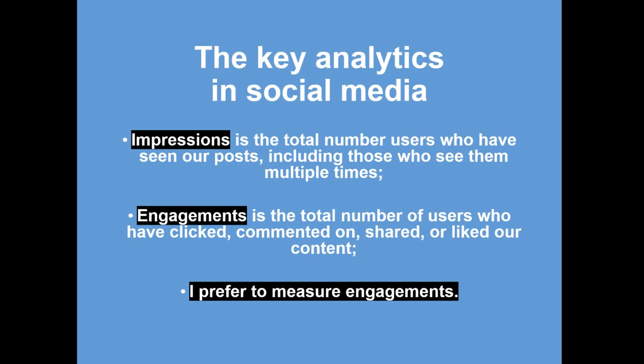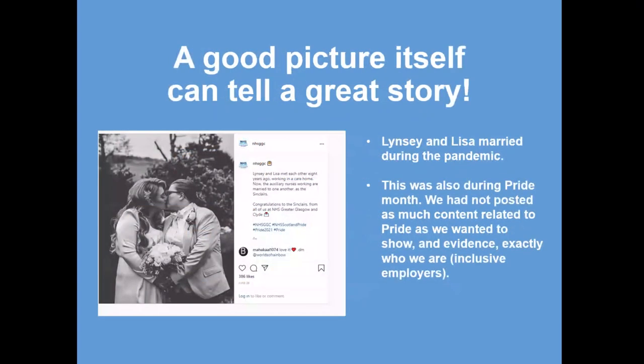I prefer to use engagements, because engagements are the total number of users who have clicked, commented on, retweeted, basically interacted with it. Let's say 10,000 people have seen a post, but only 5 people have reacted. That's not so good. 5,000 people have seen a post and 200 people have reacted. That's much better. More people will see that, more people are clearly interested in it. And that's why I use engagements to assess what is good social media content.